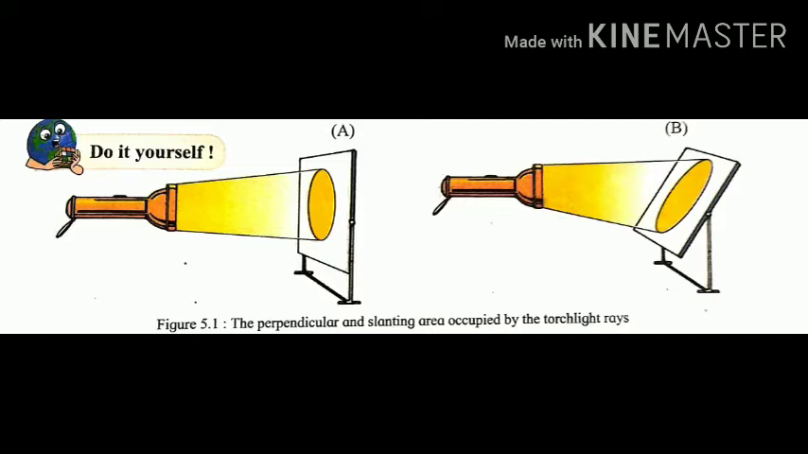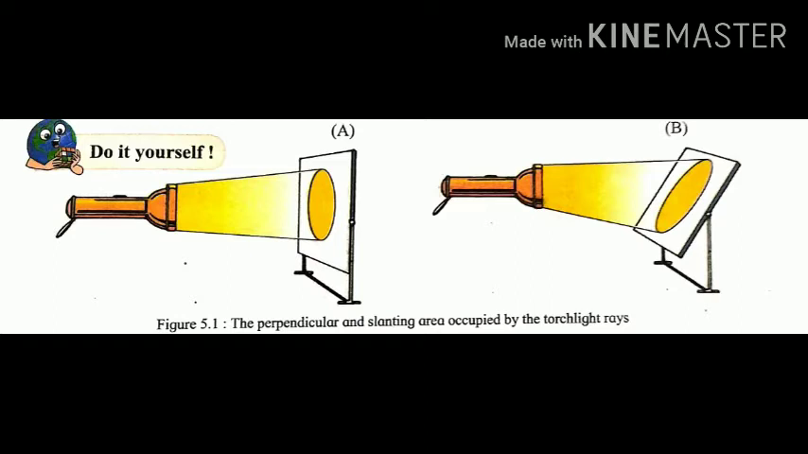Now, observe both the papers A and B, and tell on which paper the beam occupies the larger area. The beam occupies a larger area on paper B, because the angle between the flash of the torch and the whiteboard is 120 degrees. Next question is, on which paper is the area smaller? The answer is paper A, because it is making an angle of 90 degrees with the beam of the torch.